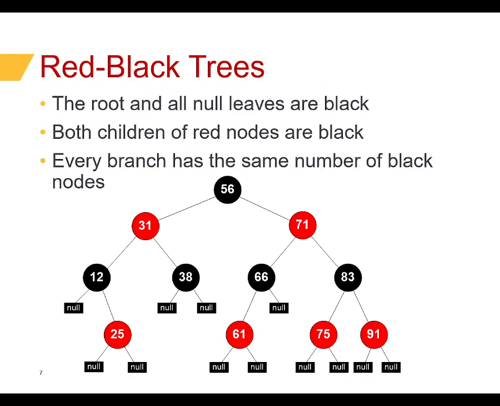Next, we consider another type of balanced binary search tree, a red-black tree. It has several defining characteristics. First, the root node and all the null leaf nodes are black. Next, both children of every red node are black. Black nodes, by contrast, can have either red or black children. Finally, every branch has the same number of black nodes. In the tree shown below, notice that every branch has exactly 3 black nodes if we count the nulls as nodes.